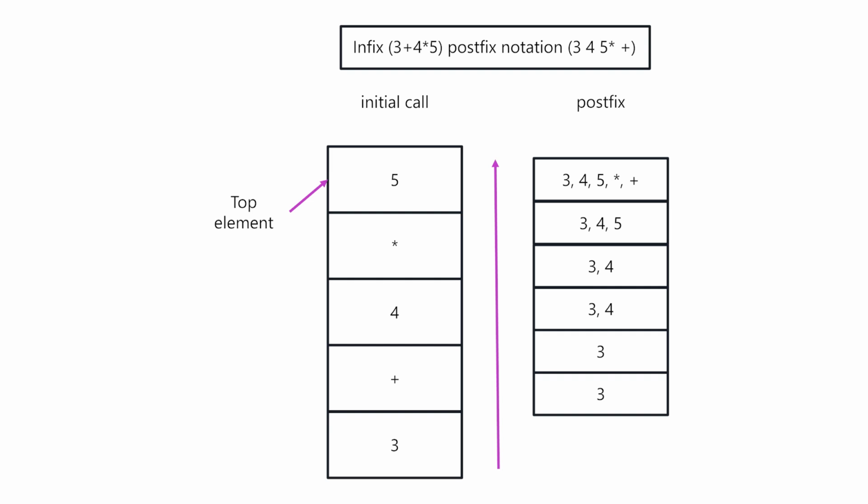The final postfix notation is 3, 4, 5, multiply, plus. Thanks to the stack, the operations are organized in the correct sequence without needing to consider precedence directly. That's how the stack makes converting infix to postfix easy. It uses its LIFO order to automatically figure out the right order for math operations.